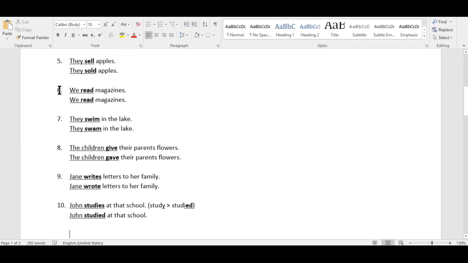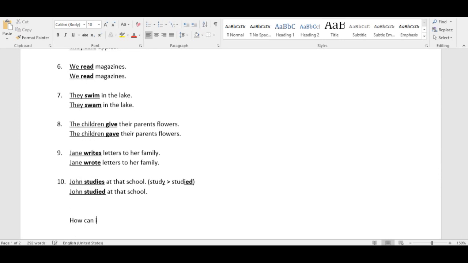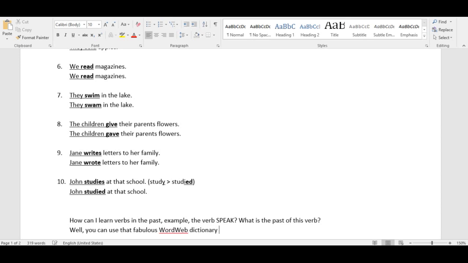How can I learn verbs in the past? Example, the verb speak. What is the past tense of this verb? Well, you can use the Fabulous Words web dictionary or freedictionary.com Farlex, the app Farlex.